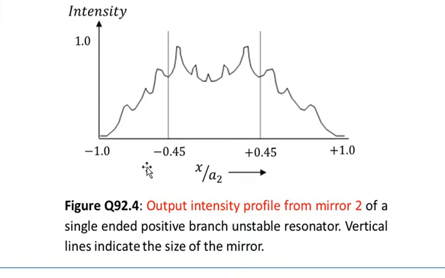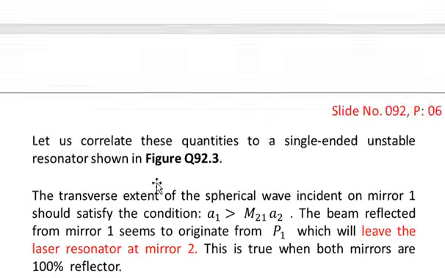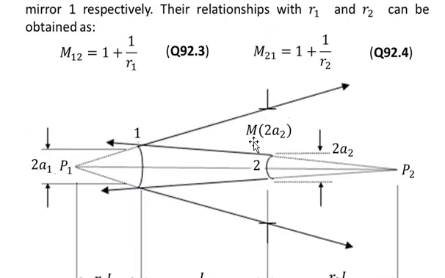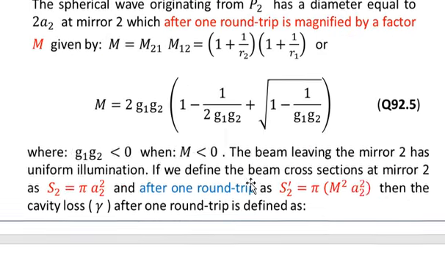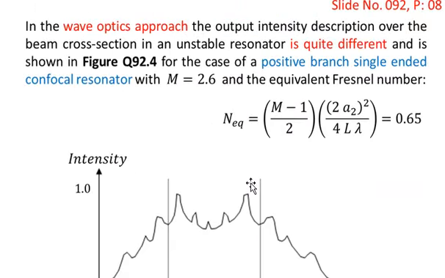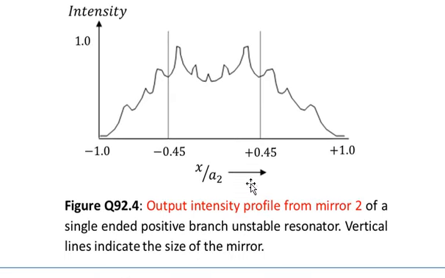But you know that we have to take into account the magnification of the system also, because you see that this system has a magnification capital M. So we are not only going to discuss the field at the mirror 2, but also the field at the whole aperture, because the magnification is also involved. So the caption is: output intensity profile from a mirror 2 of a single-ended positive branch resonator.